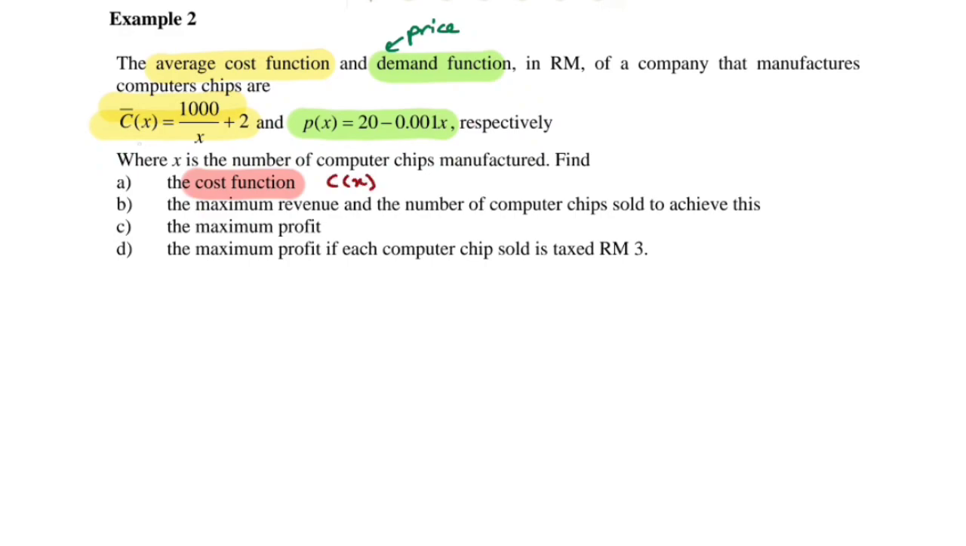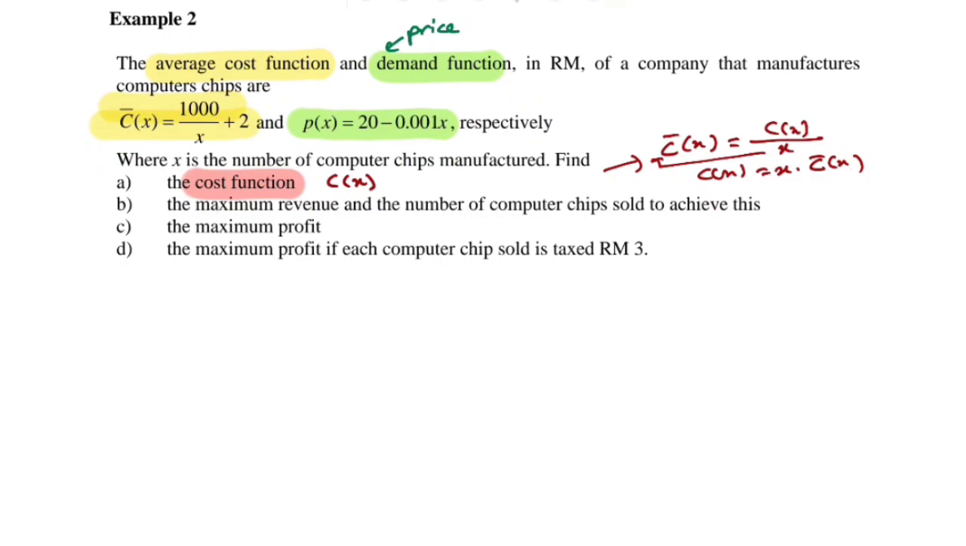The one given to us is the average cost function. So what is the formula? Remember, the formula of a average cost function is the cost function divided with x. So to find the cost function, just bring x to the left side and you have to multiply it with the average cost.